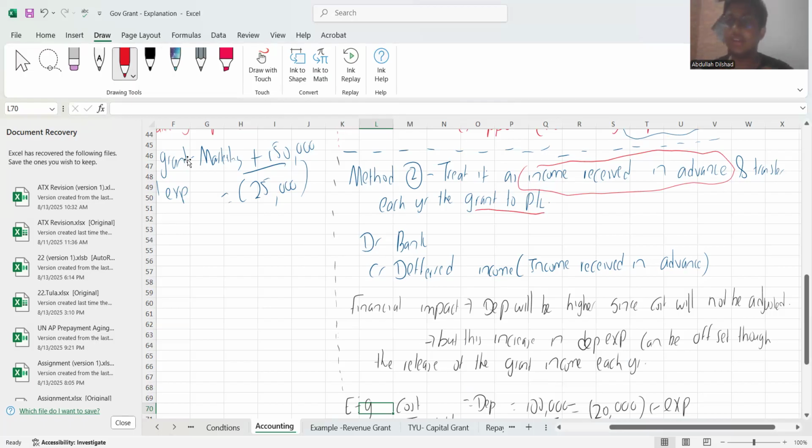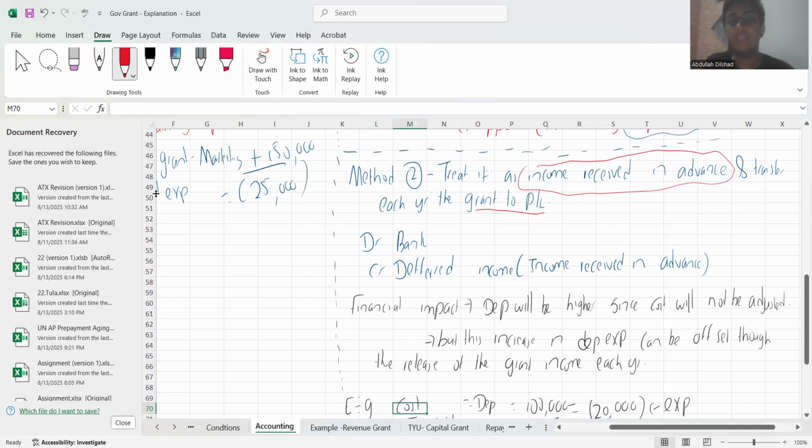So what it says is, for example, if you receive that 25,000 grant for 5 years, what you need to do is simply treat it under income received in advance, right? The current year grant will be shown under the current year. The remaining 4 years will be shown under income received in advance. So each and every year, from your non-current liability, you will be transferring into your profit or loss. So automatically your income received in advance will reduce.